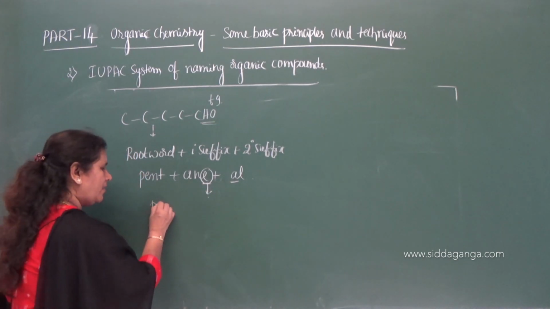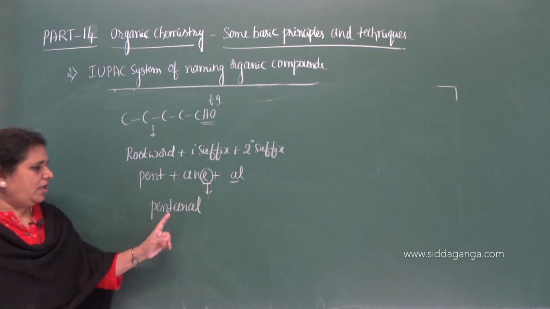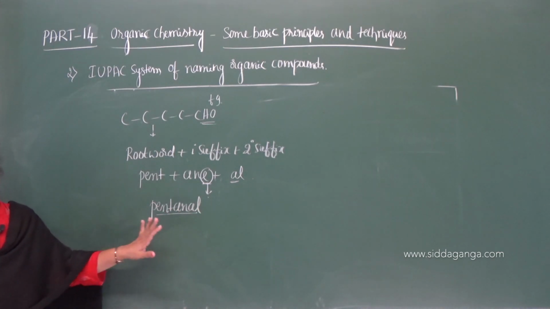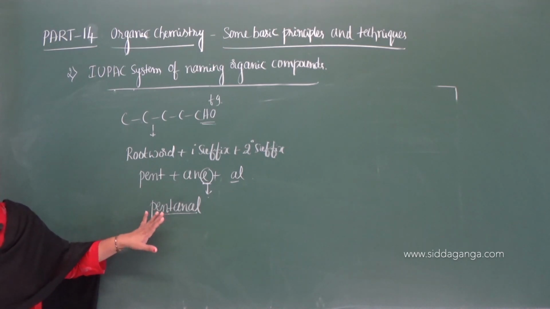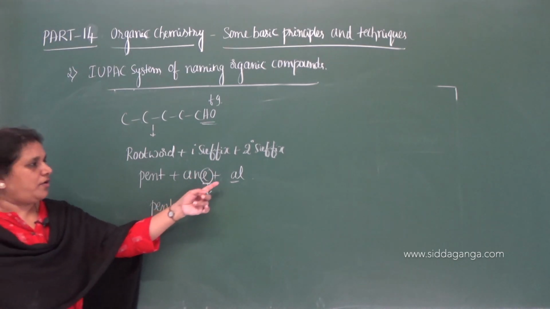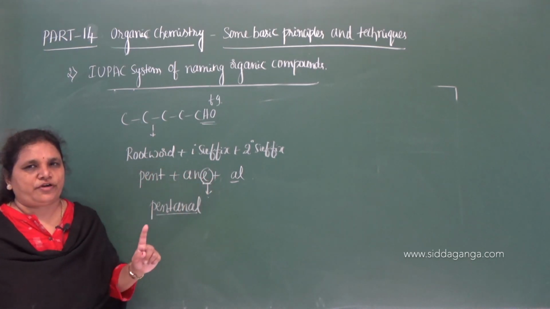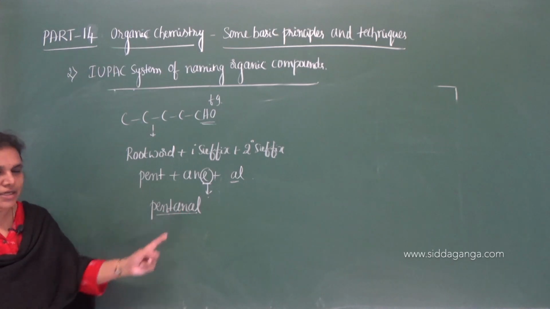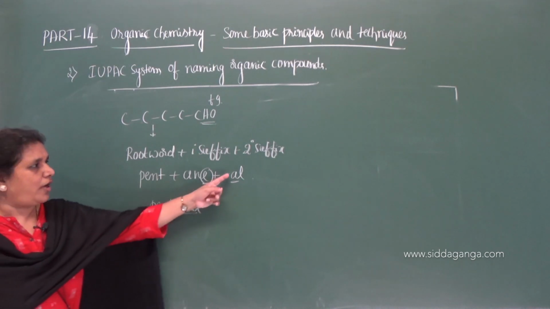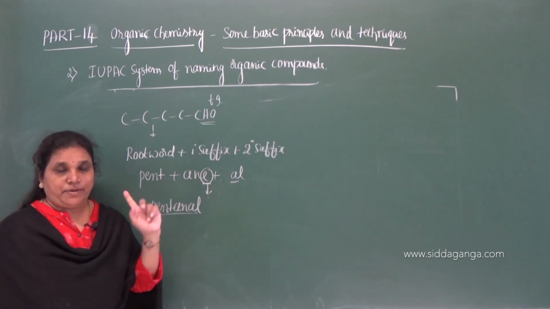Then what is the name? Pentanal. So the name of the compound becomes pentanal here. So in that way we have to add the root word, then the primary suffix and the secondary suffix. We add the secondary suffix to the primary suffix, and together we add this to the root word. So these are the 3 parts it contains: root word, primary suffix and secondary suffix. How do we add the secondary suffix to the primary suffix? By dropping the terminal E. That depends on the nature of the functional group.